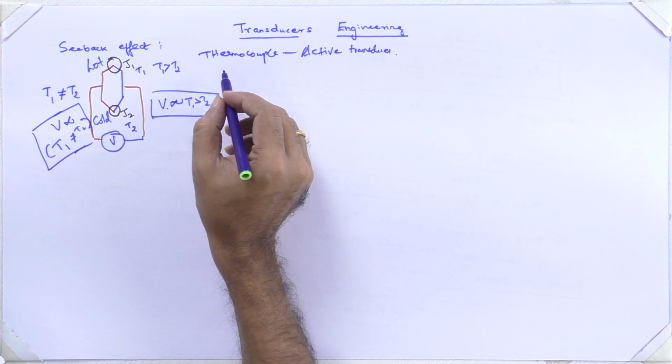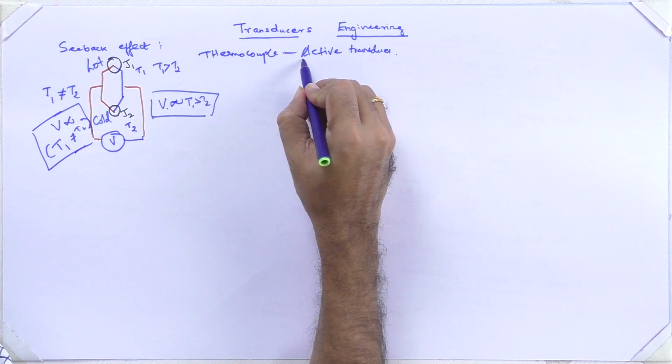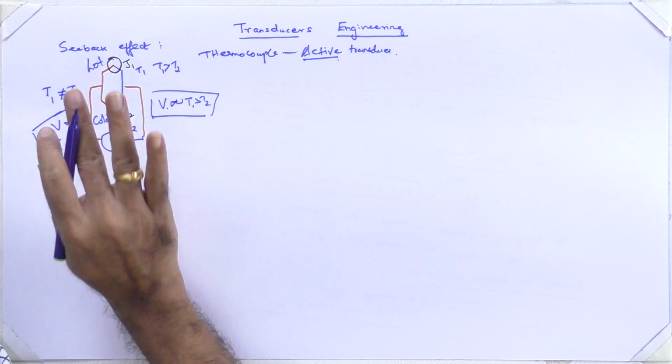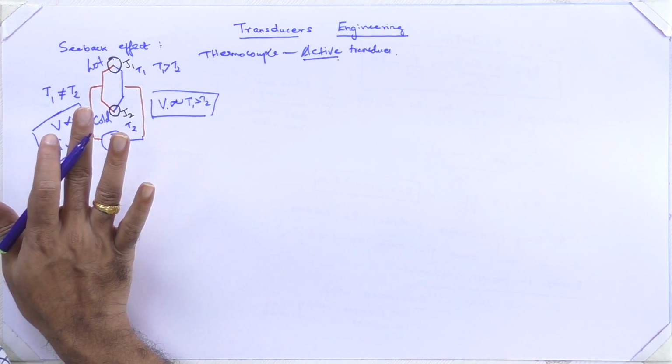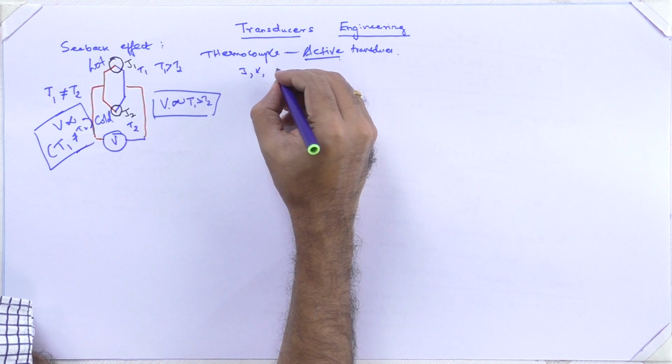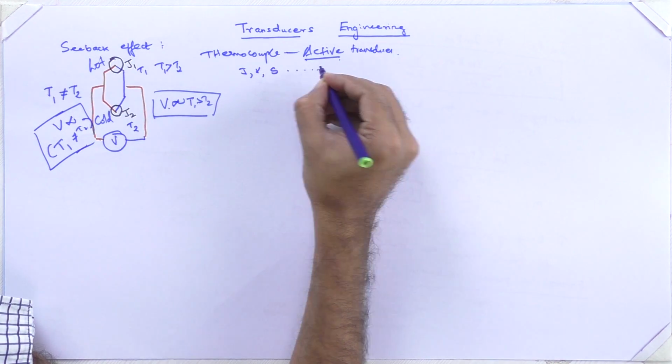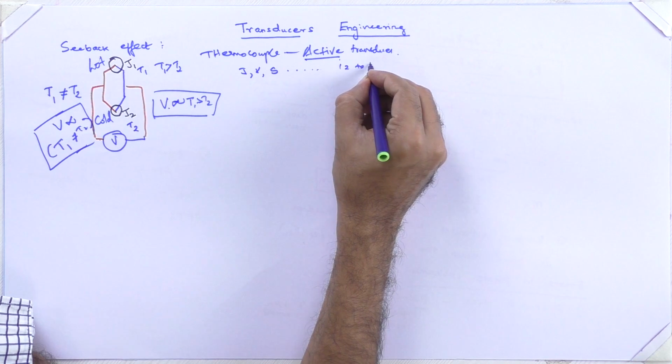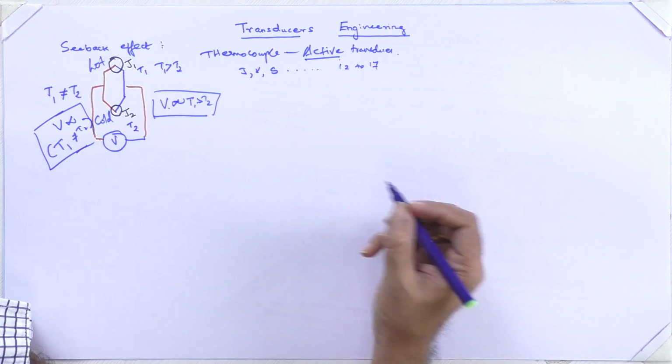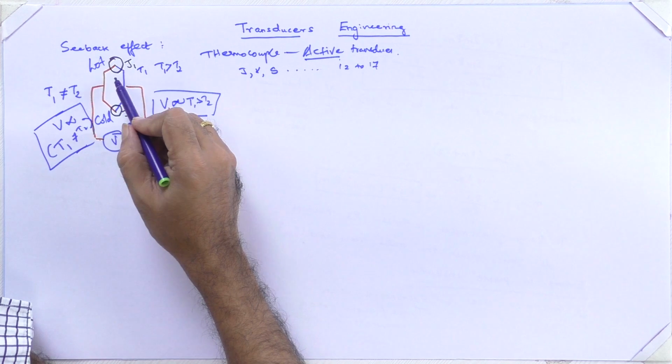A thermocouple works on the principle of the Seebeck effect, and it is an active transducer because it produces a voltage without any external bridge circuits or electronic circuits, and you are able to get the output voltage directly from it. This is the main advantage that we see in thermocouples. There are many different kinds of thermocouples, like J type, K type, S type, and it goes on to around 12 to 17 types of thermocouples based upon the variation of materials.